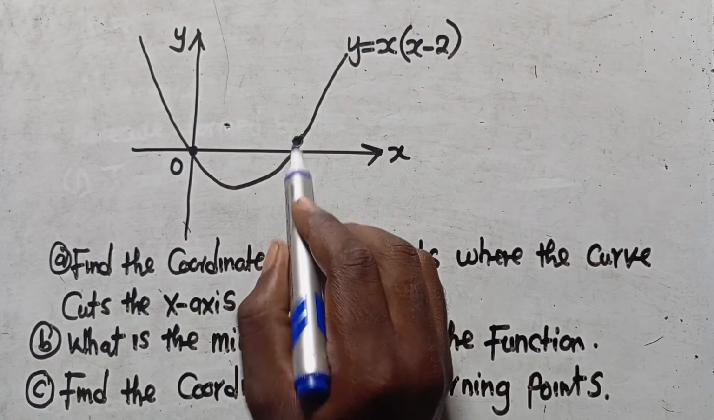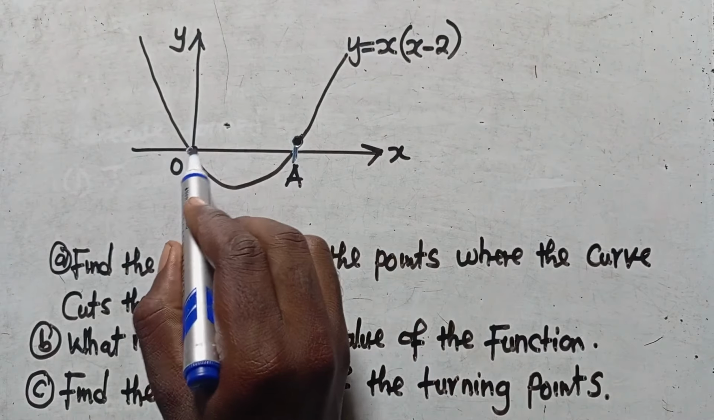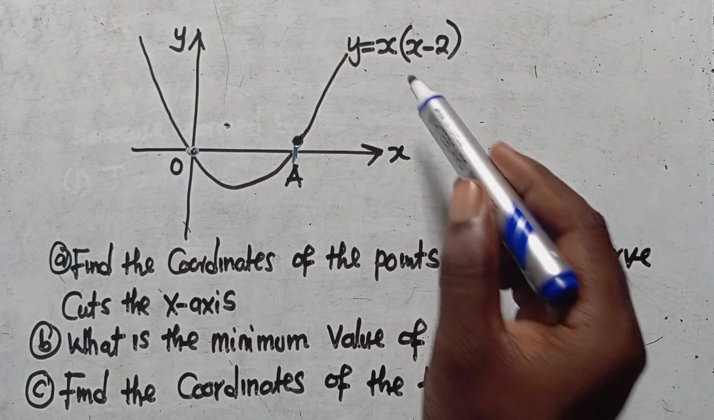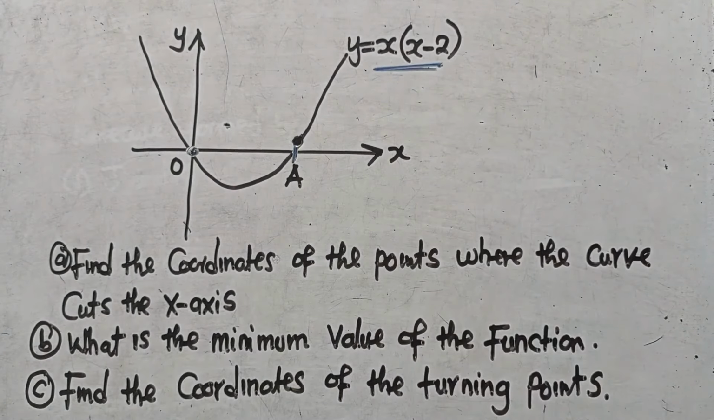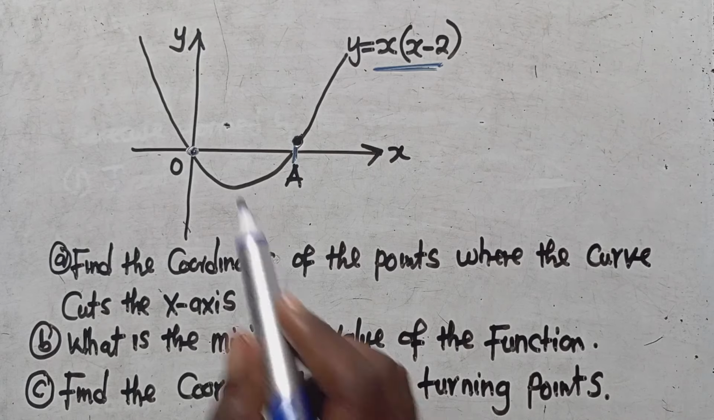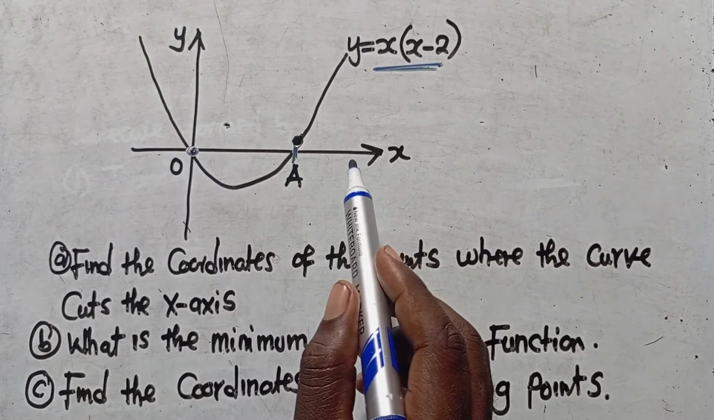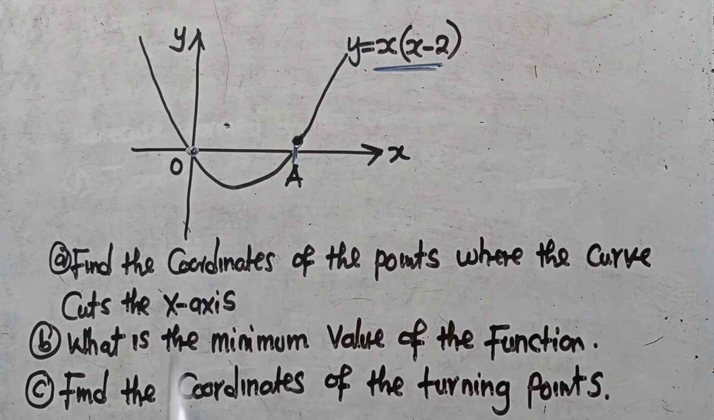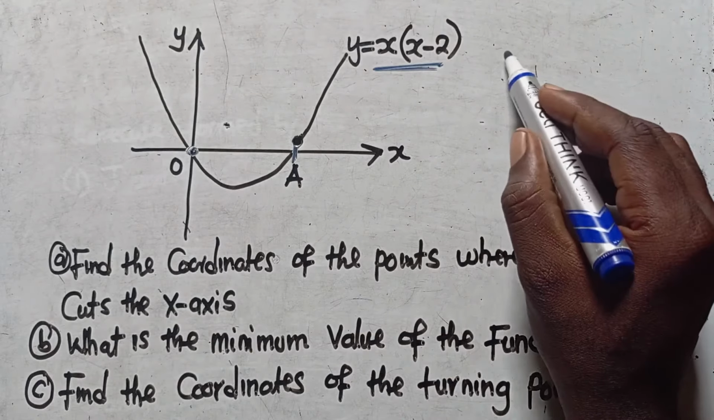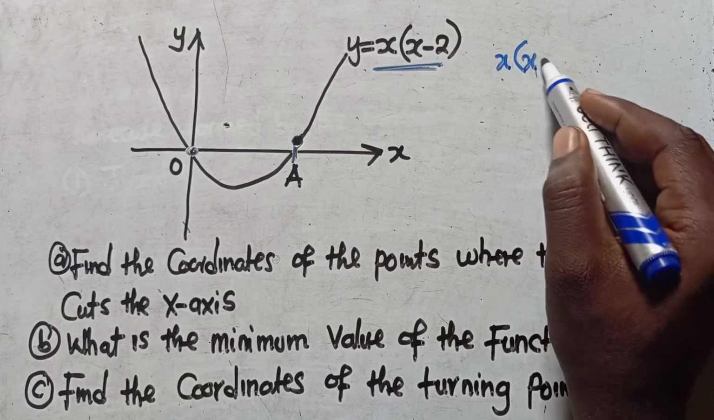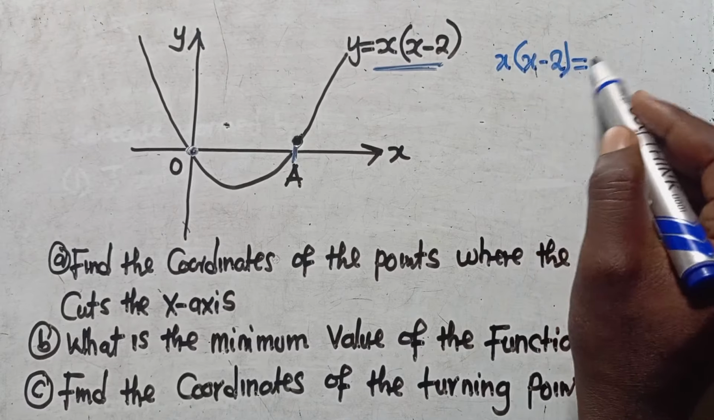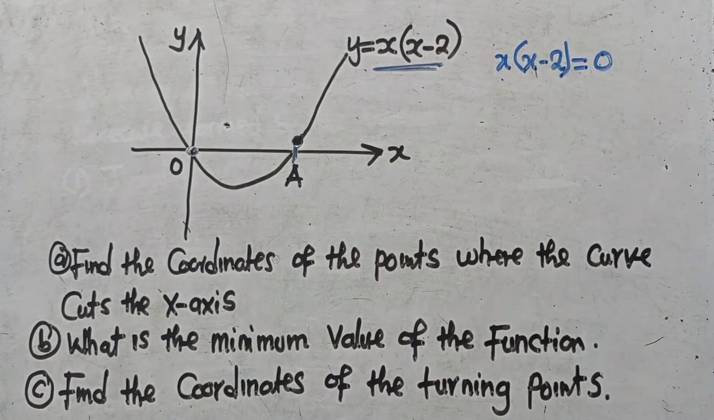It cuts the x-axis at this point, also at that point. So you are given that curve. That is an equation you are given. So what you are supposed to do, since it is cutting the x-axis, and you know that on the x-axis, the value for y is 0. So you just get the given equation x(x minus 2), then you just equate it to 0.